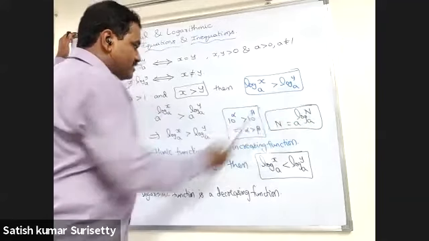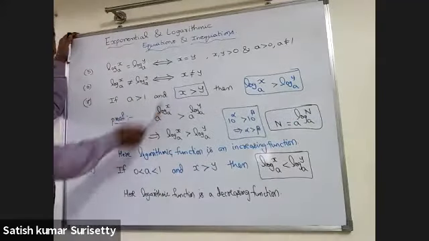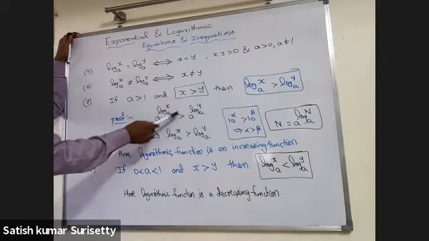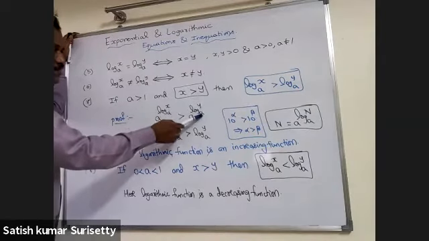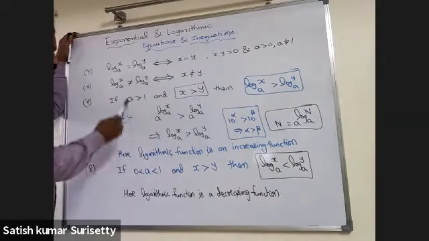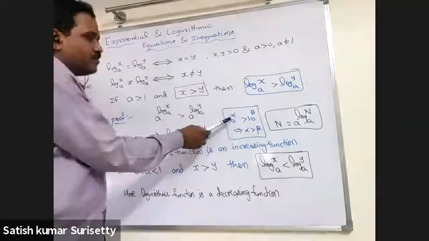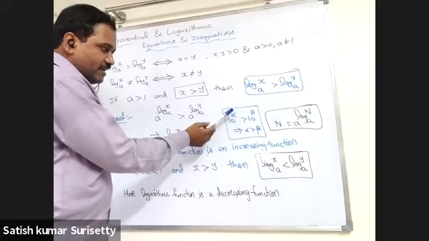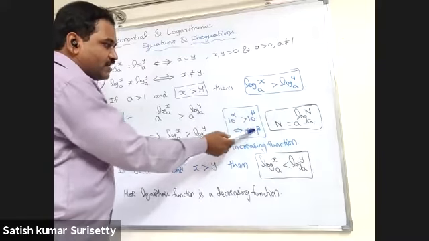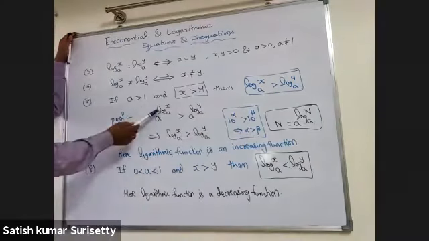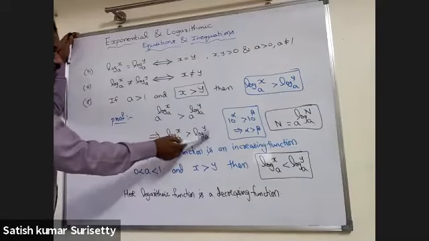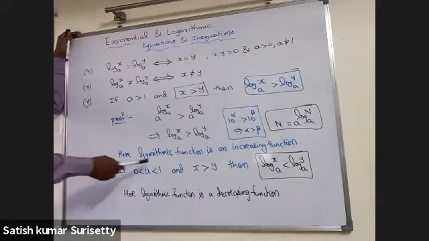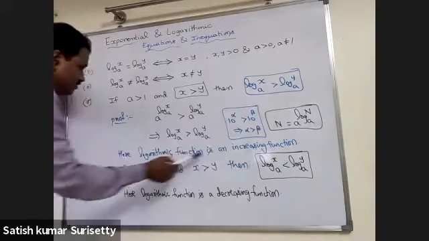a to the power of log n base a. So x can be written as a to the power of log x base a, which is greater than a to the power of log y base a. Now, because a is greater than 1, this is in the form of 10 power alpha greater than 10 power beta. That means the relation between alpha and beta must be alpha is greater than beta. That means here log x base a is greater than log y base a. So here the logarithmic function is an increasing function.